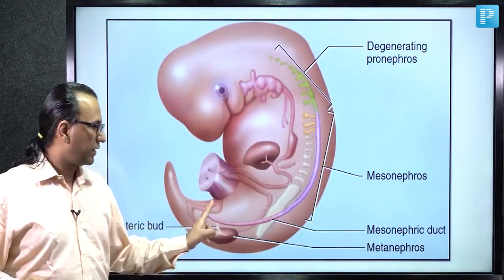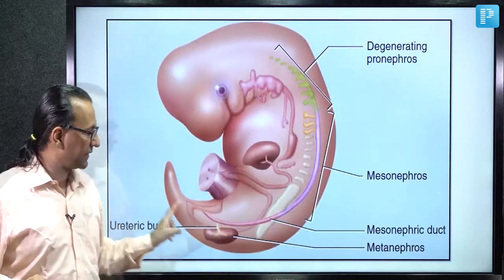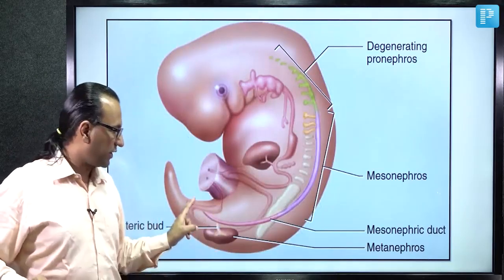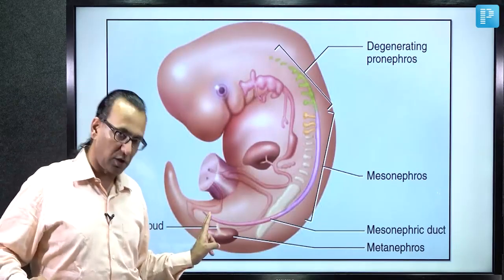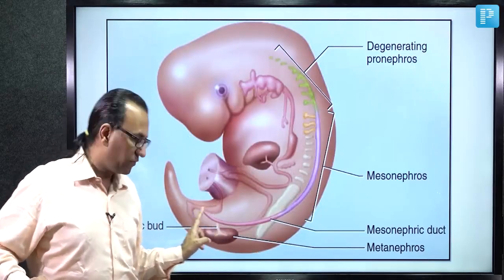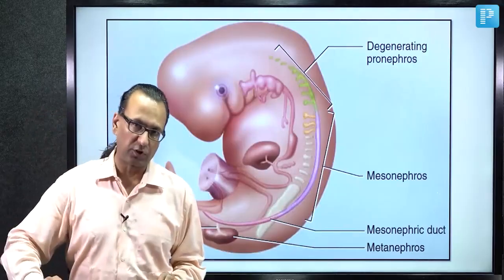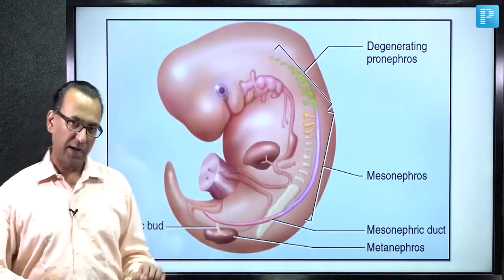When it comes to urinary bladder and urethra, it is coming from the endoderm of the urogenital sinus, except the trigone, because the trigone was formed by the absorption of the tip of the mesonephric duct on the posterior wall of the urogenital sinus there. Now let us look at the two parts of the kidney in the next diagram.